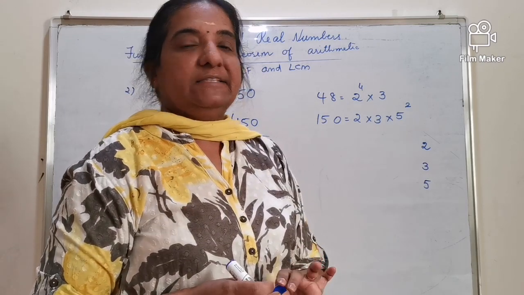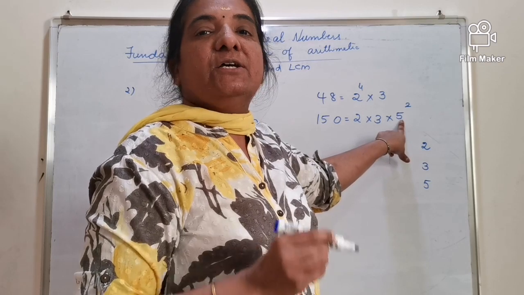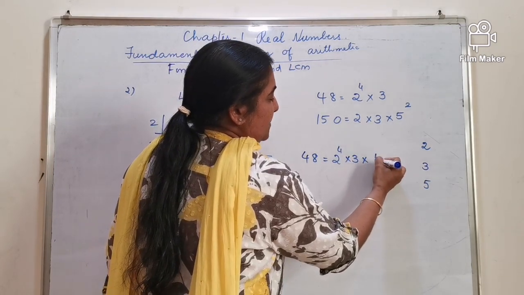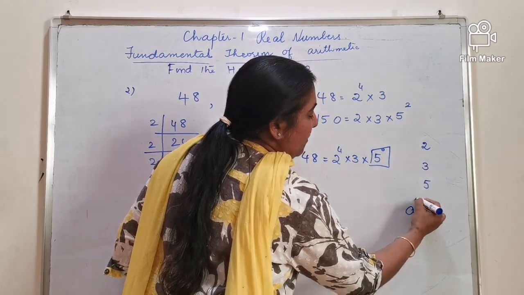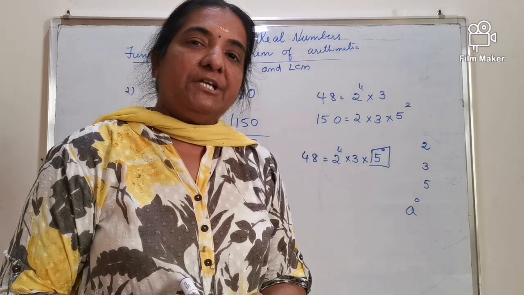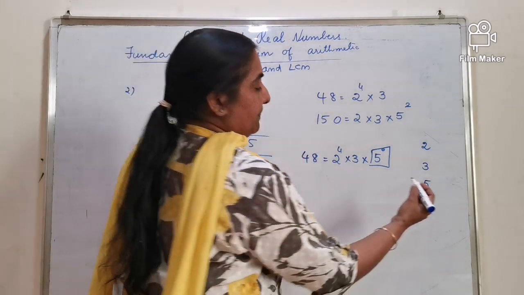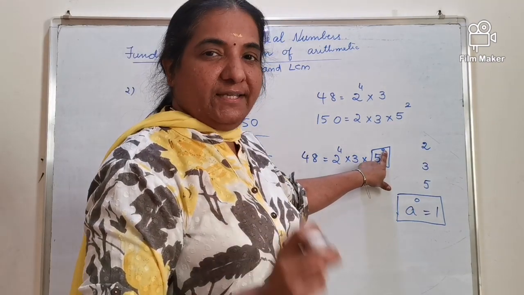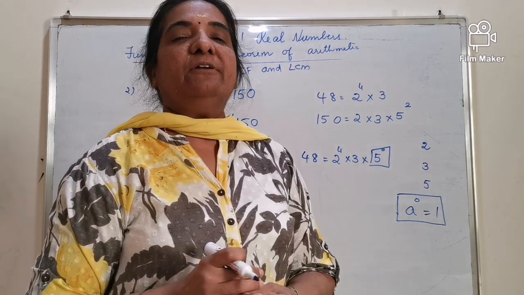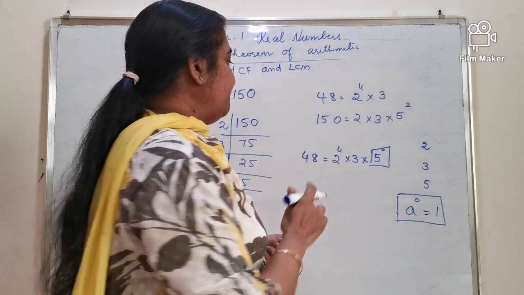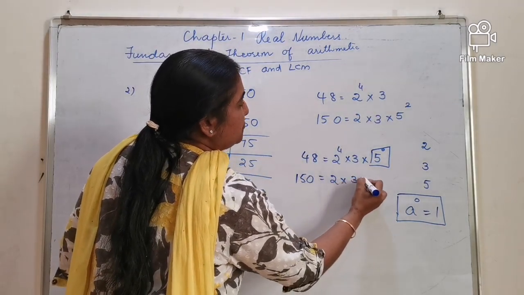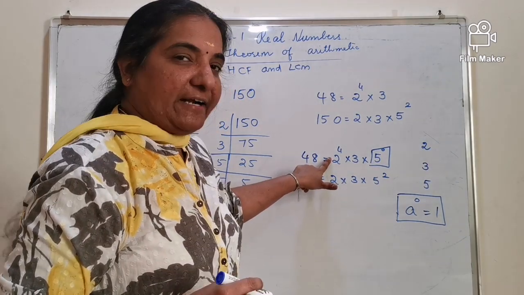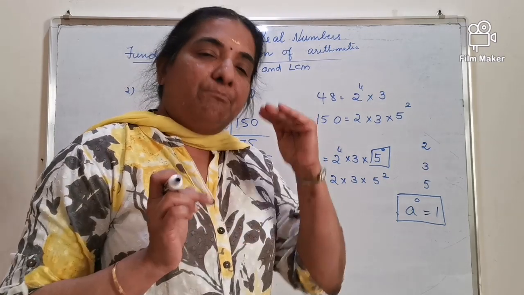You can make the prime factor 5 common by writing 48 as 2 to the power of 4 into 3 into 5 to the power of 0, with the property of the law of exponents. Any number to the power of 0 is 1, that is, a to the power of 0 is 1. You are just expressing 5 to the power of 0 here to make 5 also a common factor for the number 48. 150 can be written as 2 into 3 into 5 square, which shows that all the factors 2, 3 and 5 have come in both the numbers.